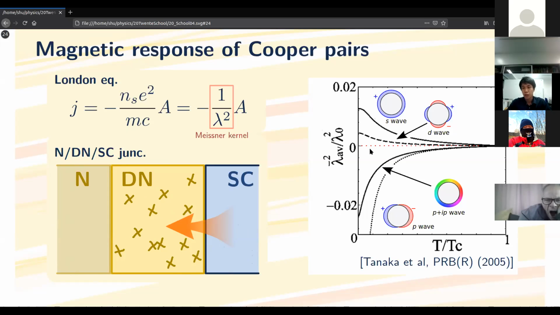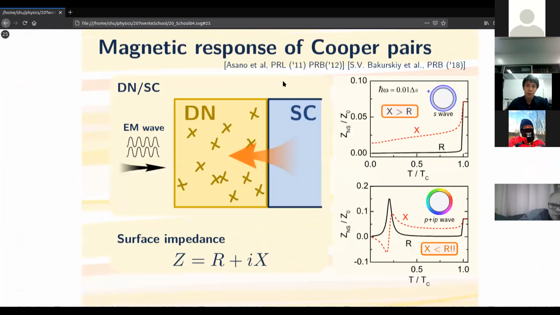Roughly speaking, when the even-frequency pairs are induced in the diffusive normal metal, the Meissner kernel is positive as always. However, when the odd-frequency pairs are induced, the Meissner kernel becomes negative. Which means that the supercurrent carried by the odd-frequency pair flows in the opposite direction compared with even-frequency pairs. And this strange magnetic property can be detected by the surface impedance.